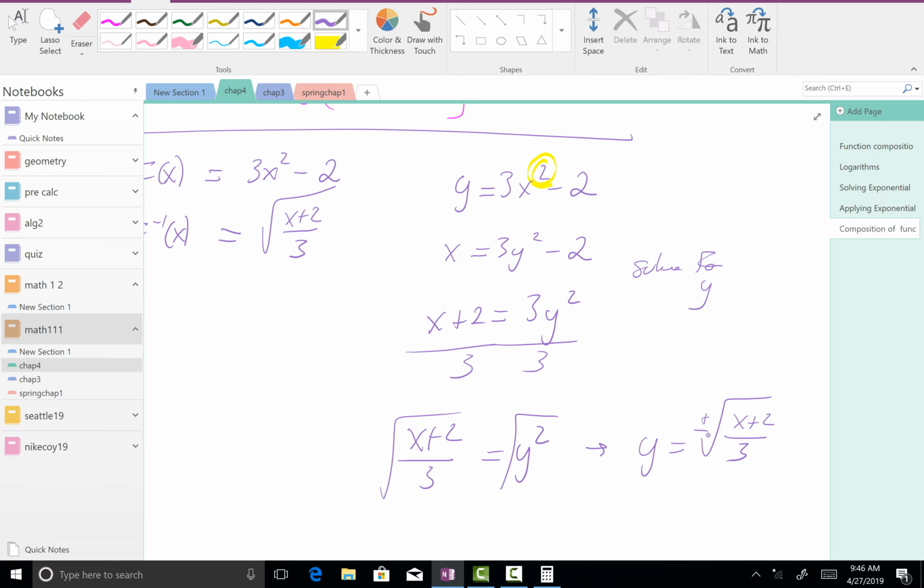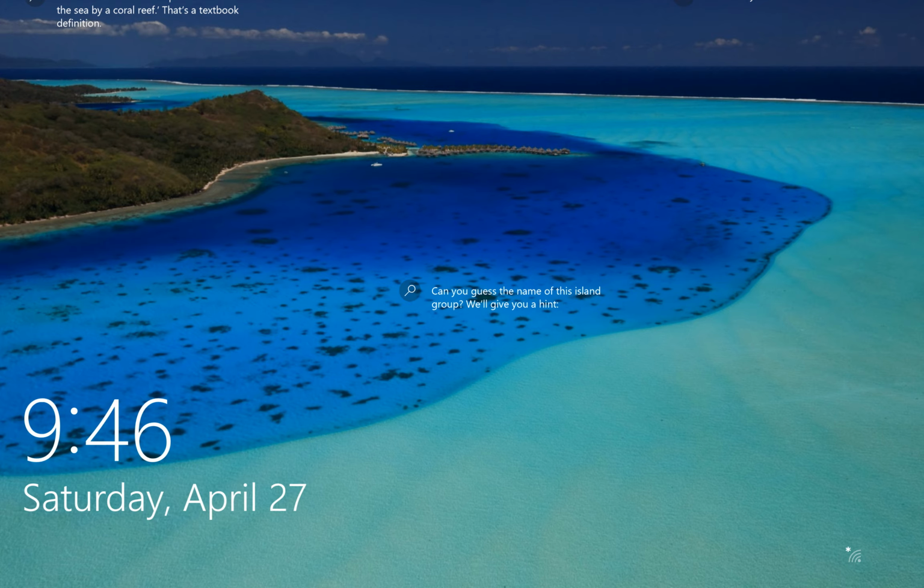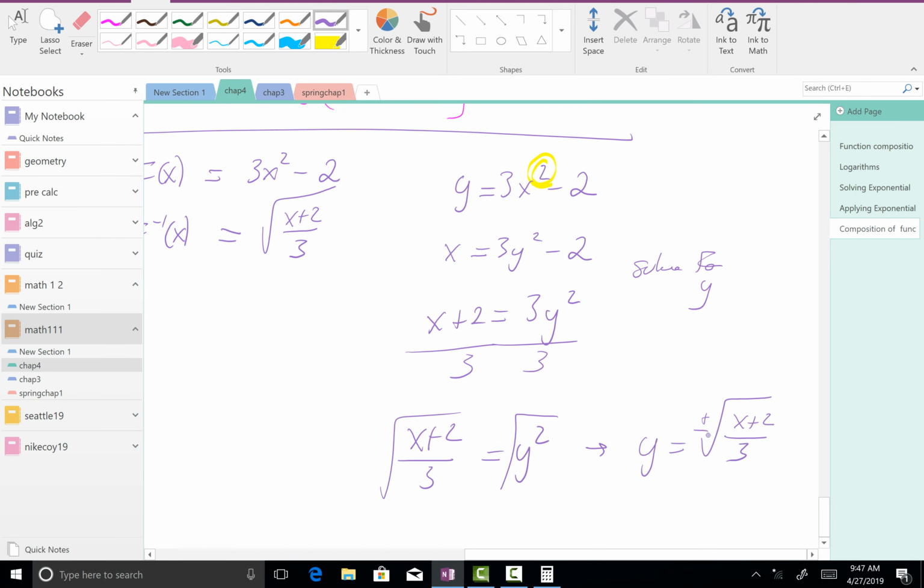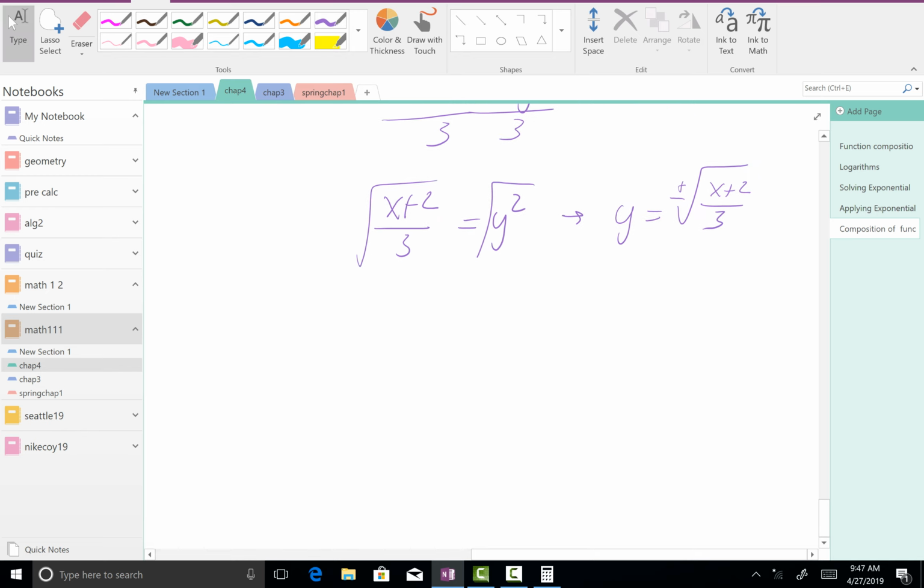A lot of things here to jot down. And then we can play around with some more inverses. So let's go back to that.